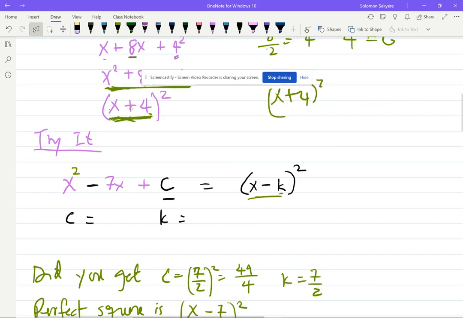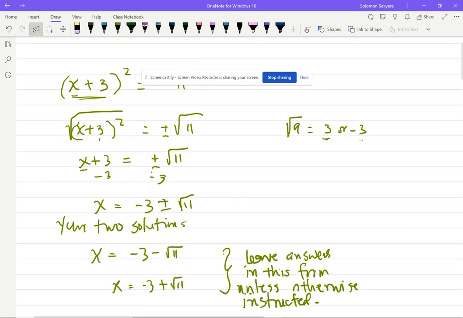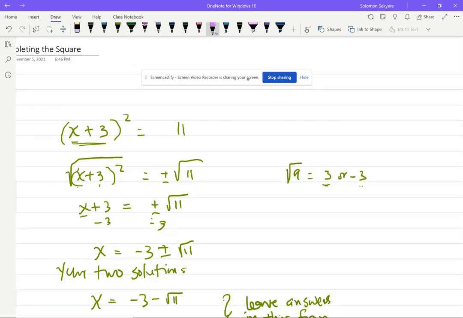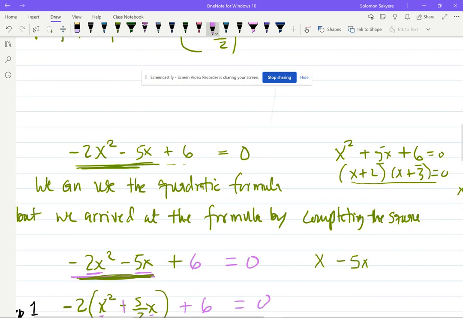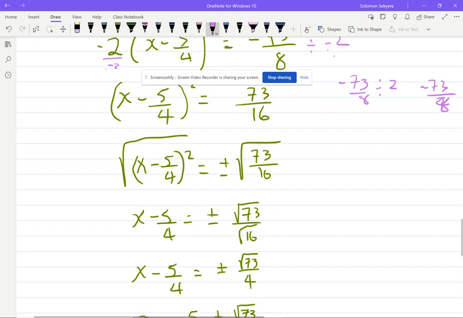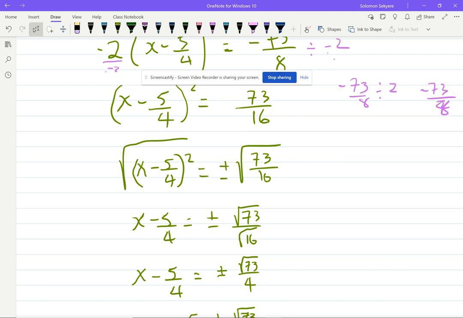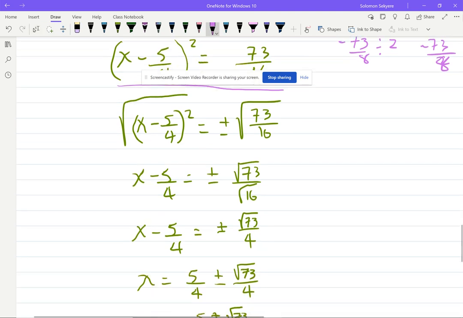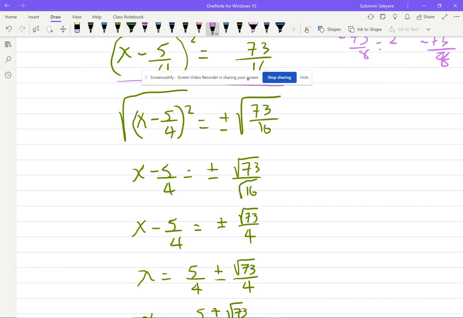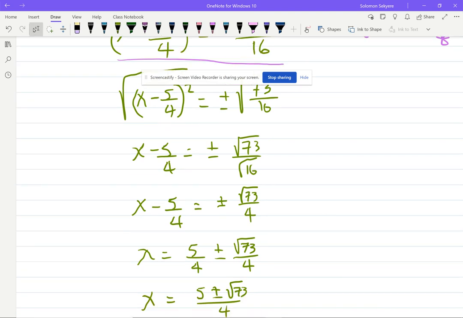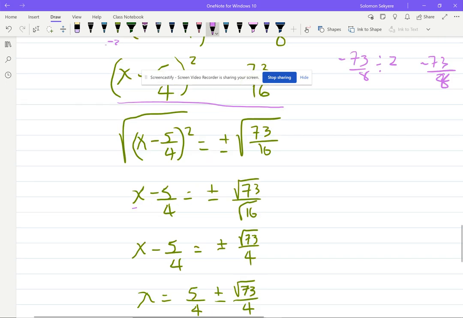Remember up here? The example here, if we have x plus 3 all squared equals 11, how do we solve it? We take square root of both sides. So now we are down here at this step. How do we solve this? We take square root of both sides, and you have plus or minus square root of 73 over square root of 16. Okay, are we done yet? We want to go after our x. What do we need to do?